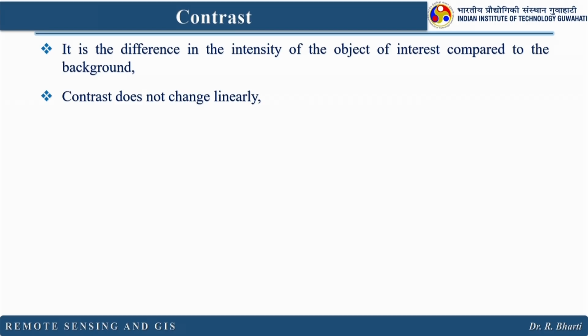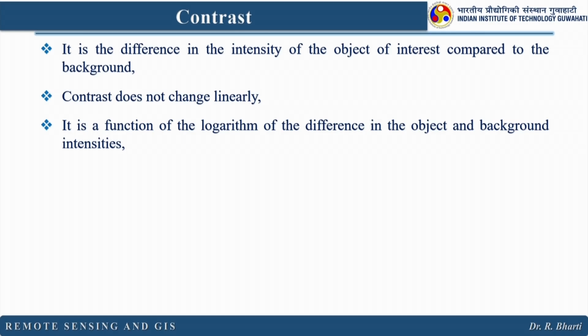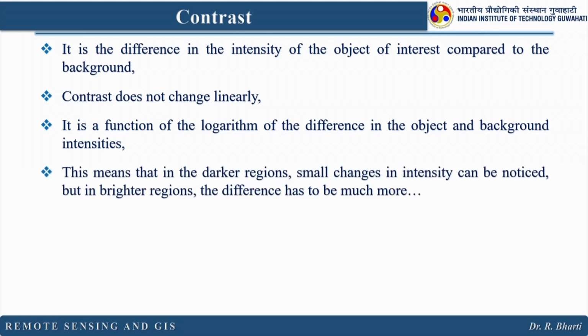If you see any image, or when you are seeing some object in your room, you can find the edges, right? And those edges are basically because of the contrast with the background. If you don't have that contrast, you will not find that line or that edge very prominent, right? And it is a function of the difference in the object and background intensity.